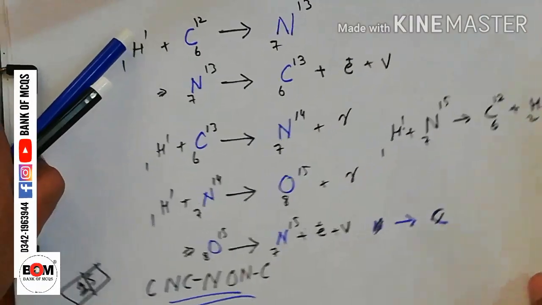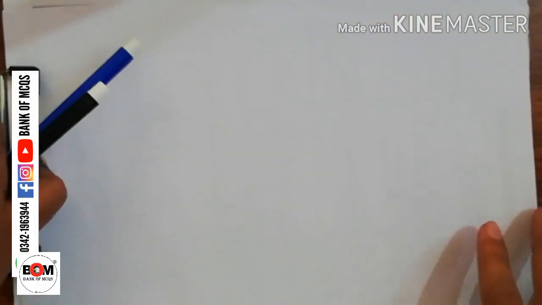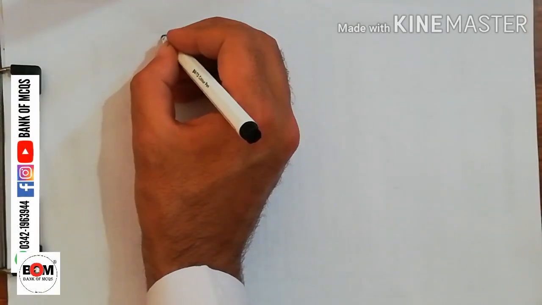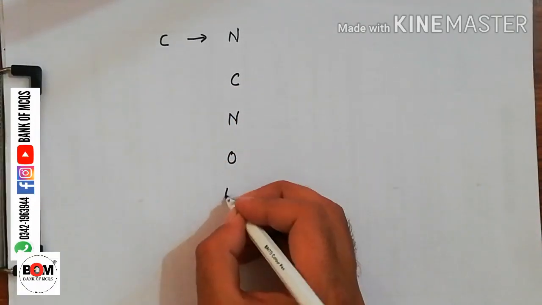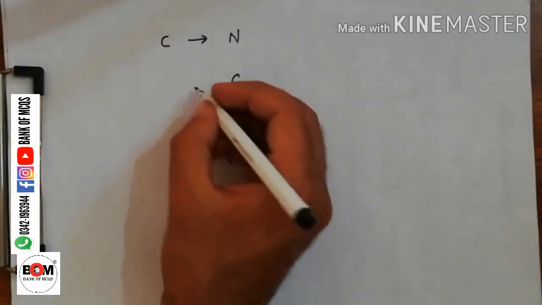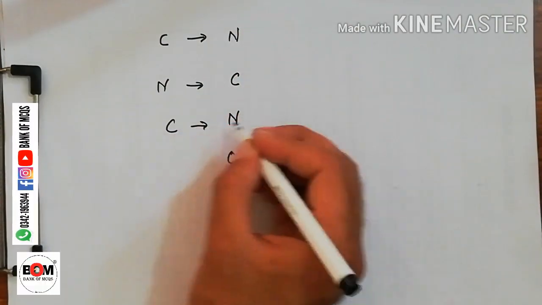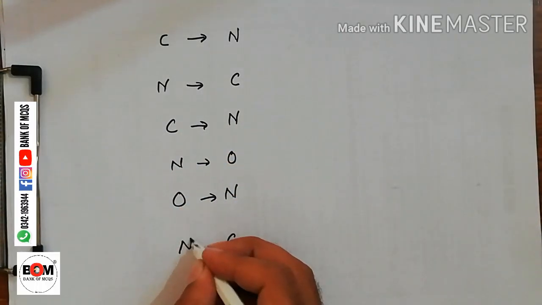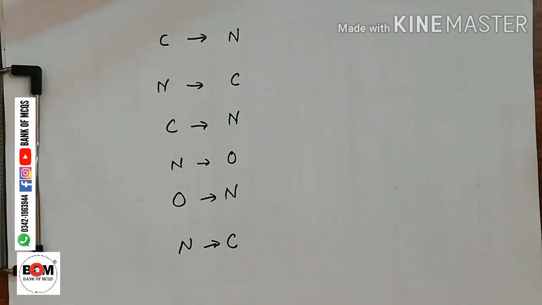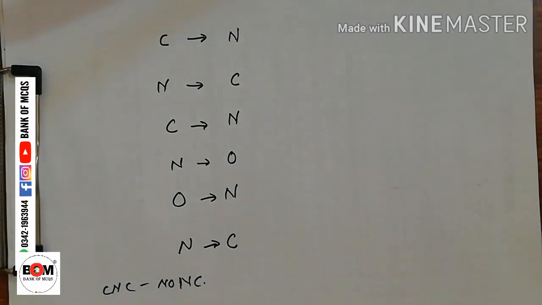Again we can use a trick. The formula was CNC or NONC. So in this case C is converted to N, in the next this N is converted into C, and third C is converted into N, converted into O, converted into N, and N is converted into C. This is the first step. Let's write the formula: CNC or NONC. This is the formula.